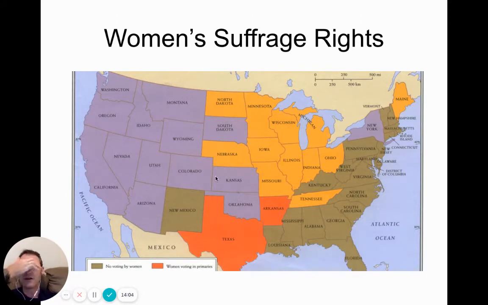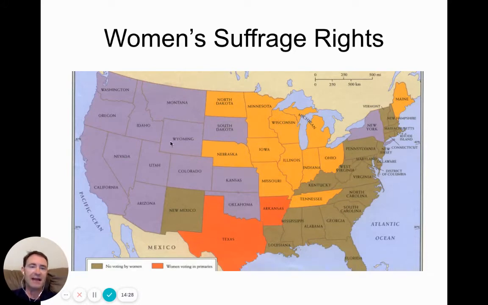But if you take a look here, you'll notice that all of these areas in the purplish color, what do we notice about their location? All but one of them is going to be west of the Mississippi River. Okay, so the Mississippi is right there. The only one that's east of there, pardon me, is going to be the state of New York, right?